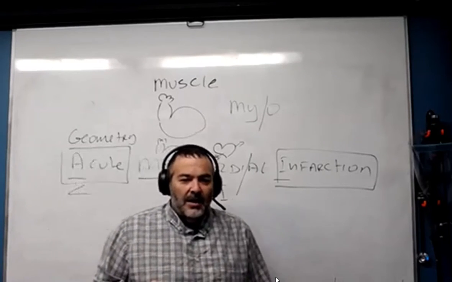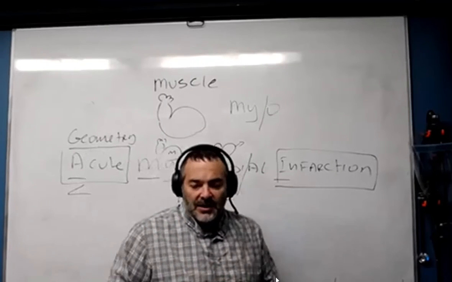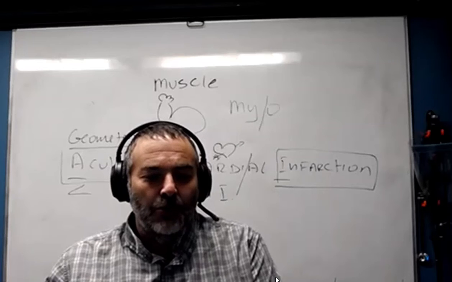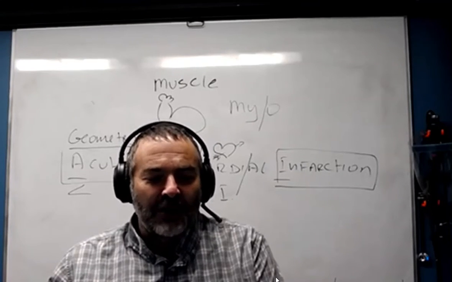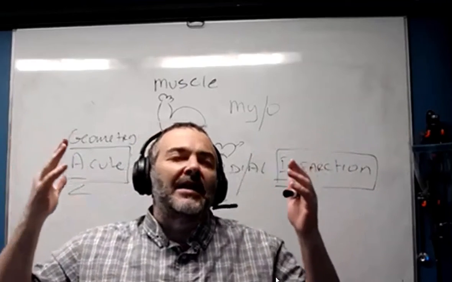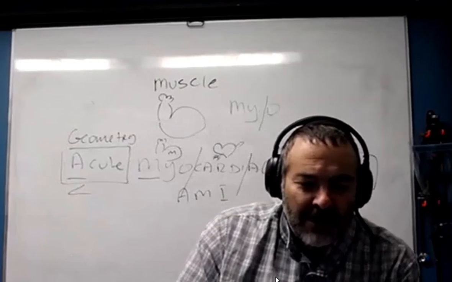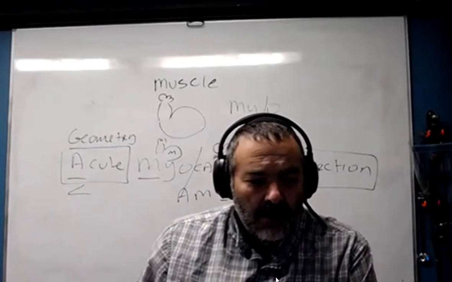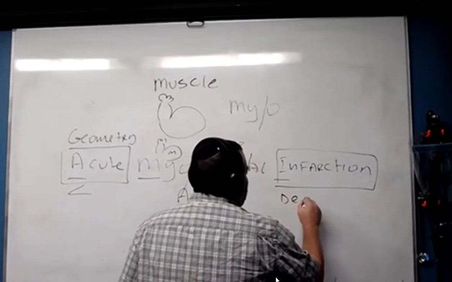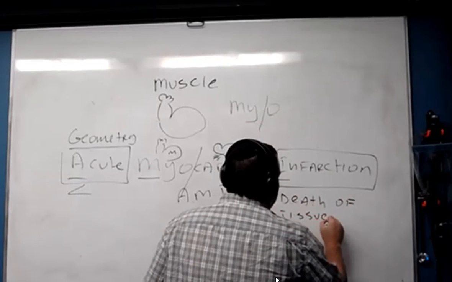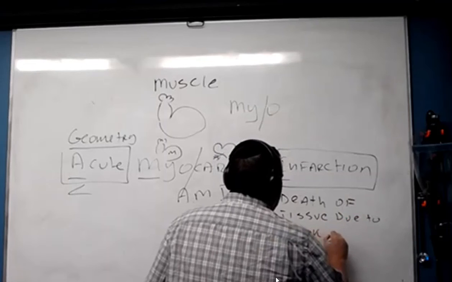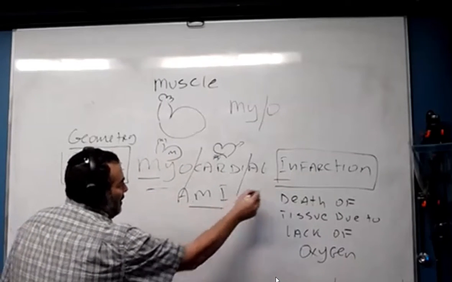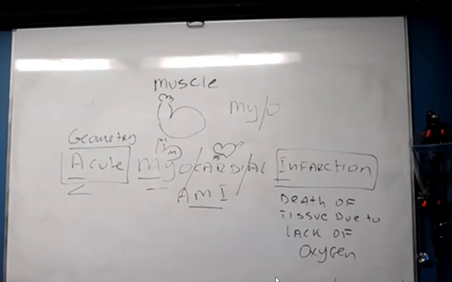The word infarction, you must know. I have to tell you what this is. Infarction covers an entire sentence. The word infarction means death of tissue due to lack of oxygen. The word infarction embodies the brilliance of medical terminology. Look at this. One word, infarction, means death of tissue due to lack of oxygen. Death of what tissue? Heart muscle tissue.